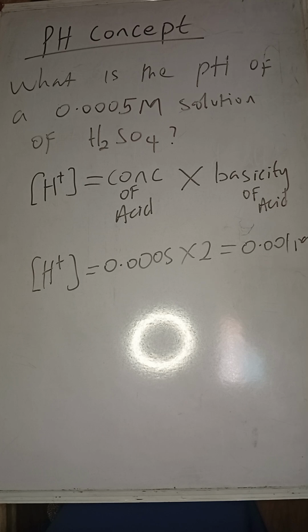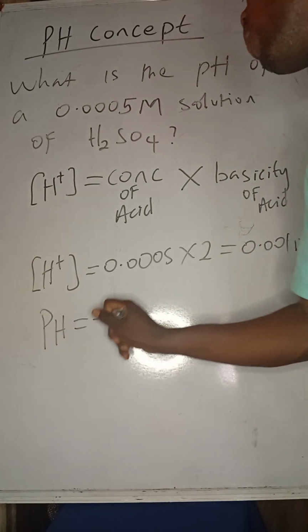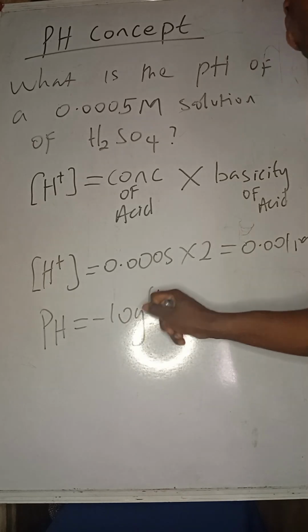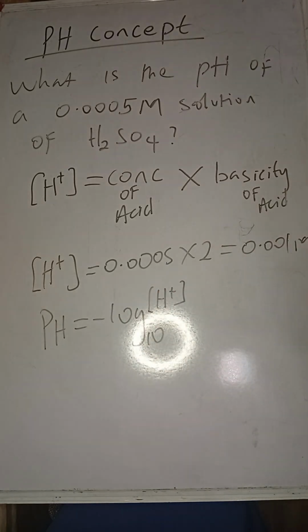So therefore, how do you get my pH? My pH is equal to minus log of hydrogen ion concentration to base 10. In some other videos, I'm going to do a trick on how to quickly get it without using a calculator. But for this video, we'll just assume that there's a calculator. In the next series, I'm going to try and see how to do it without a calculator.